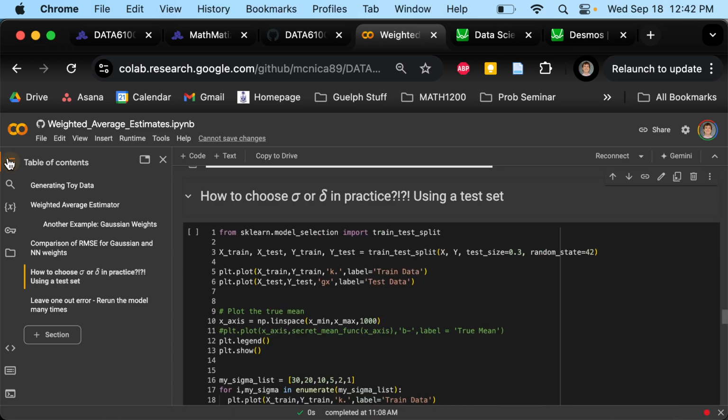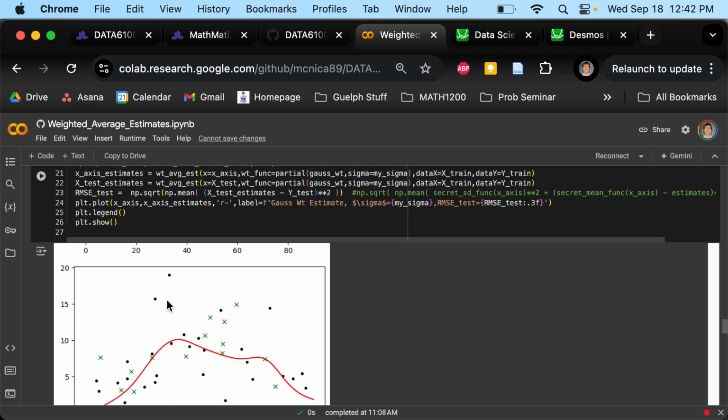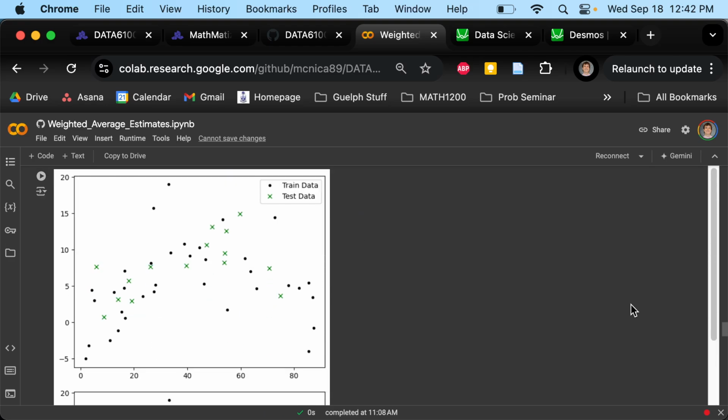So how to choose delta in practice using a test set. And here's the picture of what is going on. Originally I had a bunch of points, right? This is the cannonball problem with no truth. And I have split the points into two groups. Some of them I've left as black dots, those are called training data. And some of them are green X's, and those are called the test set, or test data.